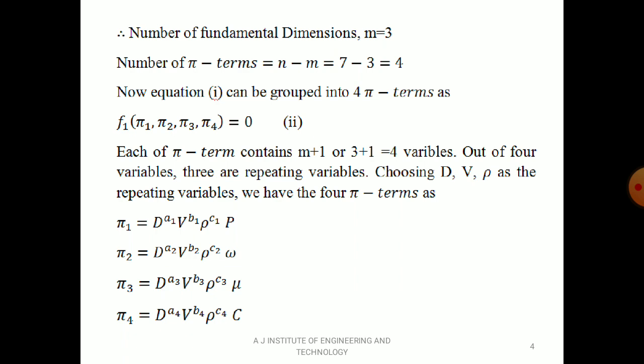Each pi term contains m plus 1 variables, where m equals the number of independent variables, which should also equal the number of repeating variables. So here out of the variables, we have to select 3 as repeating variables. The first should correspond to a geometric property, the second to a flow property, and the third to a fluid property. So here we can see the problem.